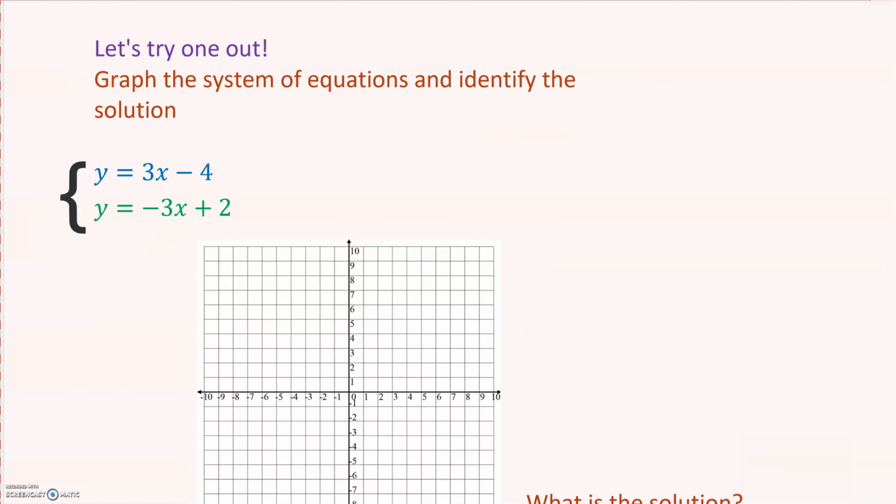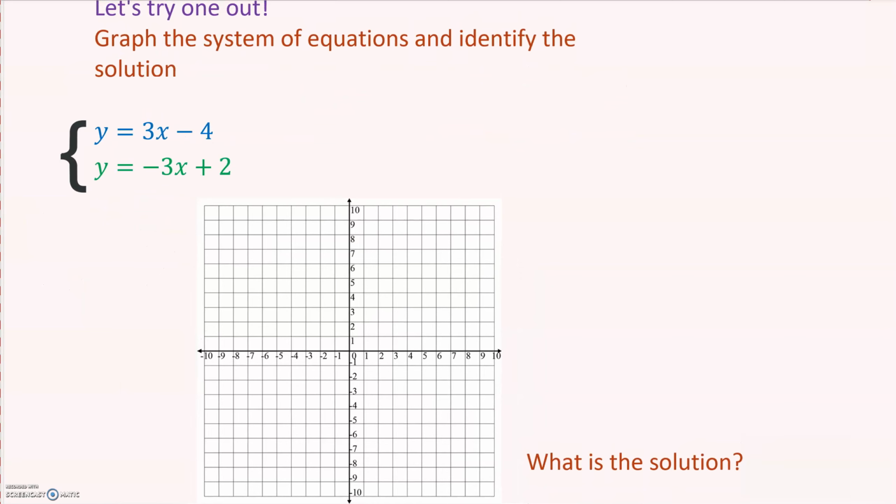All right, so let's try this one out. So we're going to graph the system of equations and then we're going to identify the solution. Go ahead, pause the video and graph these two lines.